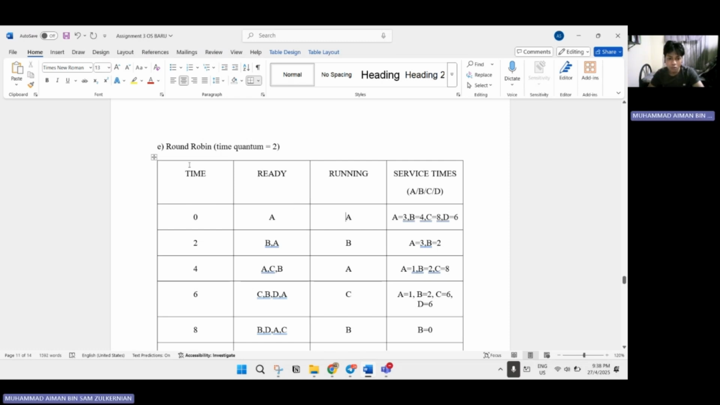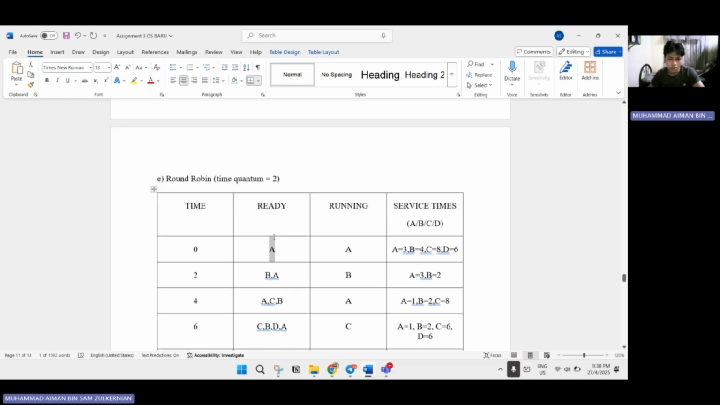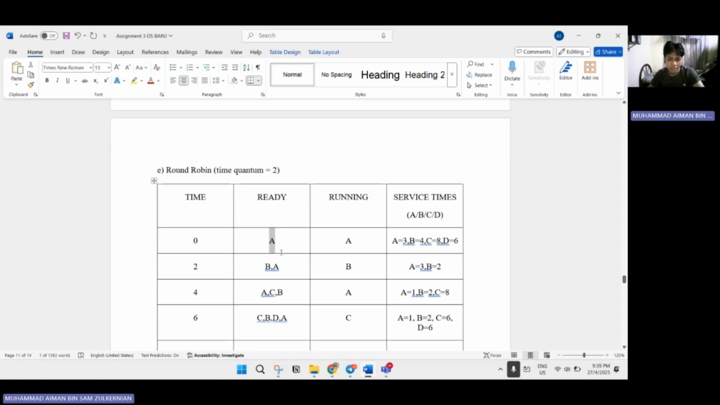For the round robin question, we have a time quantum equal to 2. At time 0, the ready process is A. So we run A, and the service time for A is 3. And we have B at 4, C at 8, and D at 6.